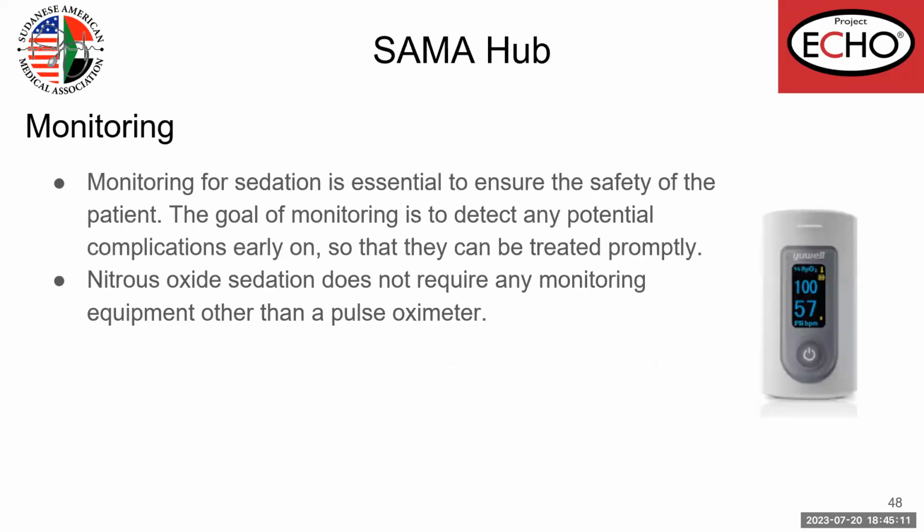Okay? And during your whole procedure, you need to monitor your patient to ensure safety. The goal of monitoring is to detect any potential complication early and to be able to treat it. And with nitrous oxide, you only need a pulse oximeter. You don't need anything other than that. You just take your pulse oximeter, put it on the patient's finger, and that's it, okay?